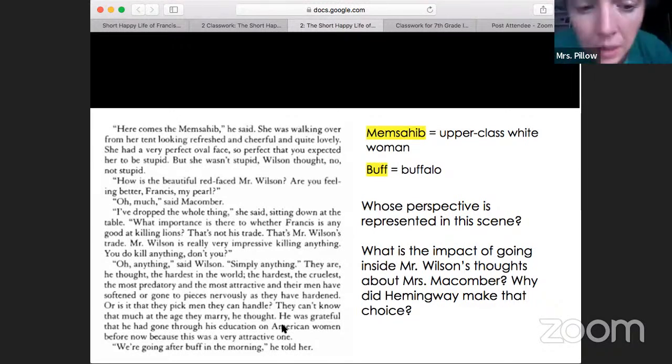Okay, now this is a harder question. What is the impact of going inside Mr. Wilson's thoughts about Mrs. McCumber? Why did Hemingway make that choice? We could have gone into Frances McCumber's thoughts. What's the impact of having Wilson talk about her? You can guess, it's okay if you don't know. I just want to hear what you think.